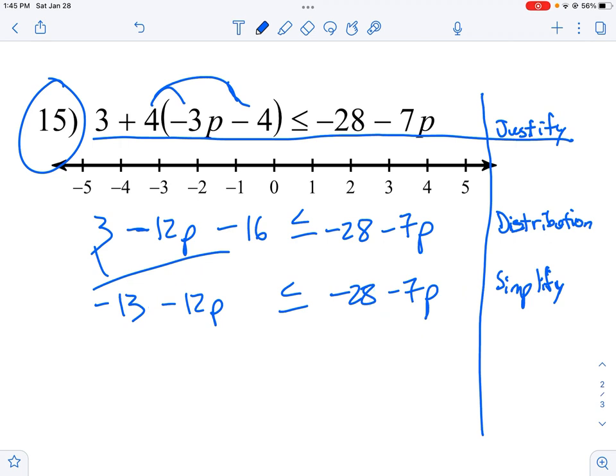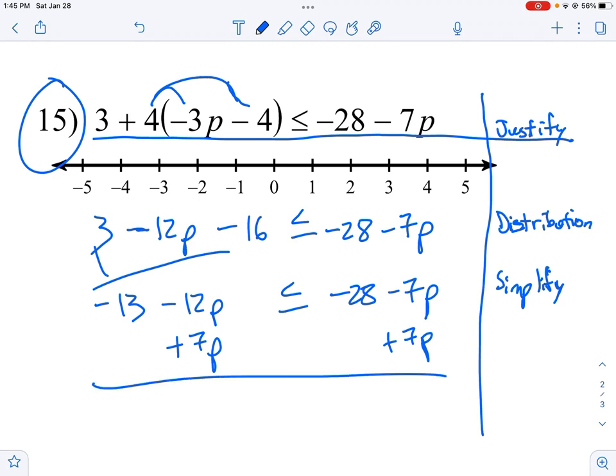I kind of like to put my variables on the left, so I'm going to move this one out of the right by doing the opposite of subtract 7p. I'm going to add 7p. And what I do on the right side, I'm going to do on the left. P's go together, so don't put it over here with the 13. You got to put the p's together.